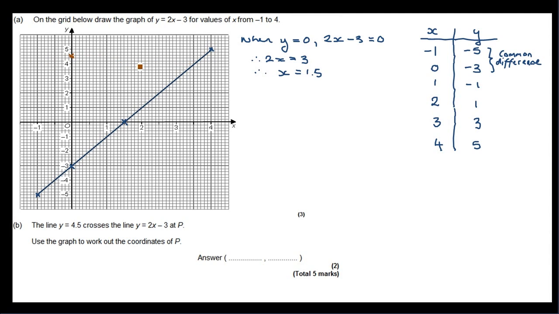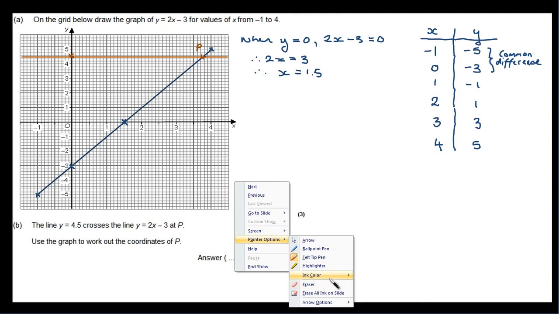So I can draw a horizontal line parallel to the x-axis and see where it intercepts with y equals 2x minus 3. There we go. And we can see that it's intercepting exactly here. And so we now should have the coordinates of P, because this is the point P, which is the intercept between this function and y equals 2x minus 3. We should label it, I suppose, for completeness.